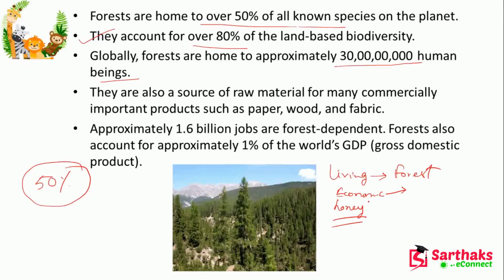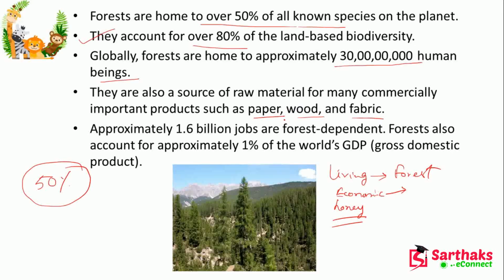They are going to collect medicinal leaves also. So this is an employment also, and this is an important thing. That's why the forests are home to a huge number of human beings, and they are also a source of raw material for paper, wood, fabric.